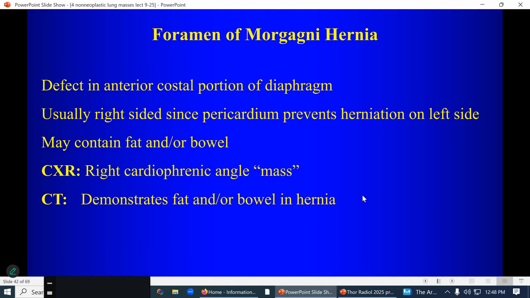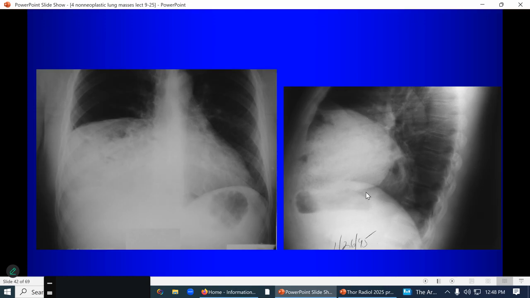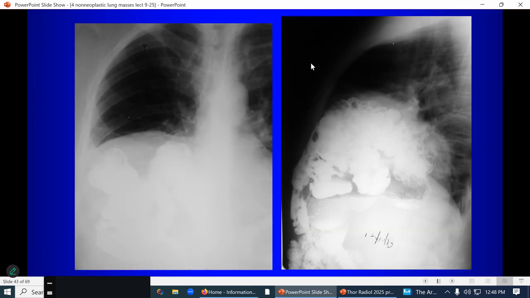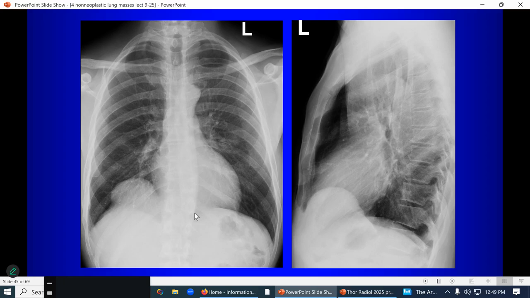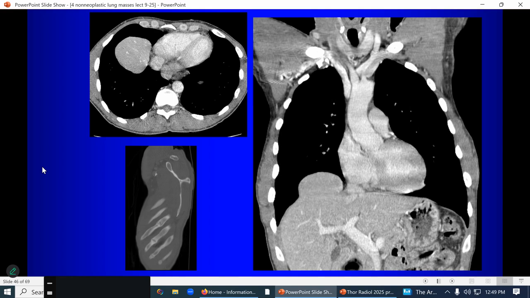The foramen of Morgagni hernia, this occurs anteriorly at the cardiophrenic angle. Here's a case where you have this large thing here. It's got like air in it. What is going on? That turns out to be herniated colon within a large Morgagni hernia. Here we have this funny round mass there on the right side. There it is. Here is the CT. What are we looking at?